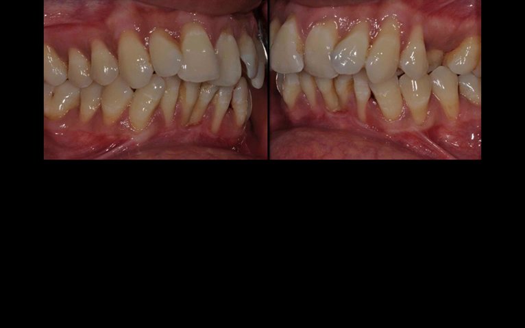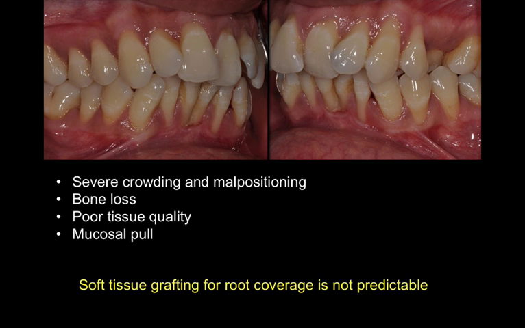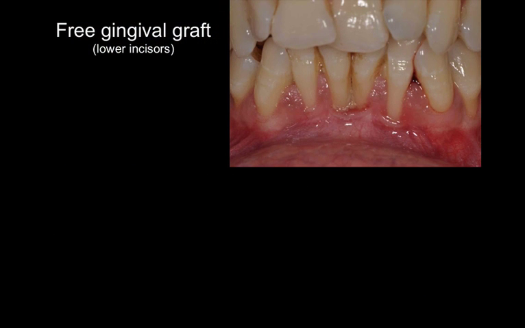So if you look carefully at her mucogingival condition, with the severe crowding and teeth malpositioning, the bone loss, the poor tissue quality in the mucosal pool, you can conclude that root coverage is not predictable at the moment. So the discussion about the different root coverage procedures, tunneling and coronal repositioning and all the things that you mentioned, I believe is not relevant at the moment, and I would focus on improving tissue quality.